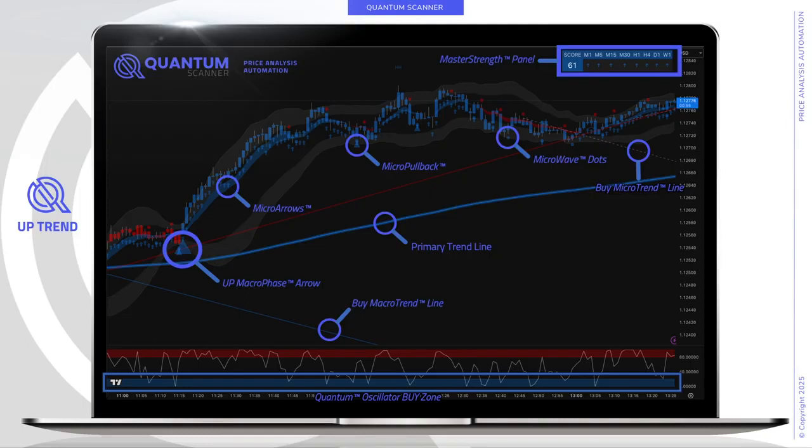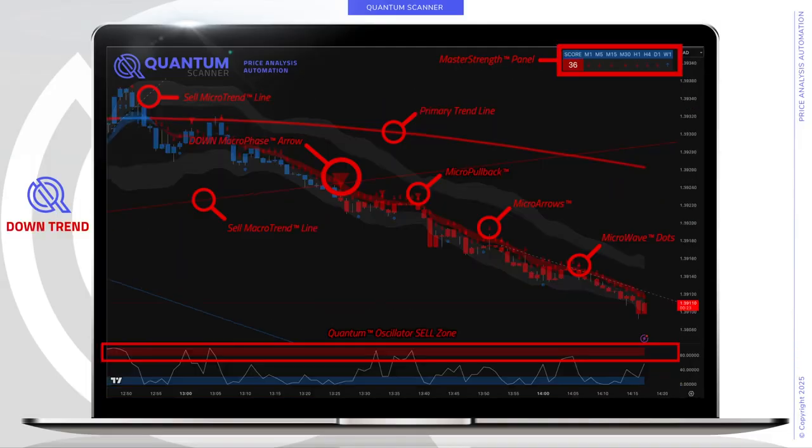Once a trend has been established and indicated by each of these tools, we can identify various structures that can be broken out, utilizing the macro trend line and micro trend line. To identify specific trade entry opportunities, utilize the micro arrows, the micro pullback tool, and the microwave dots, which follow and track each of the small pivot points in the market to enhance your ability to see key turning points in the trend. In a downtrend, we look for the red indications.